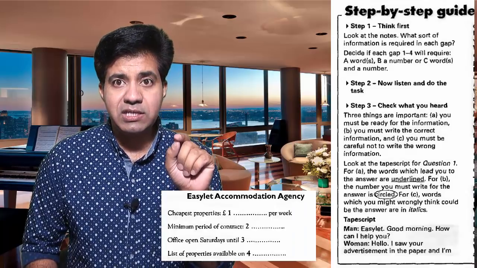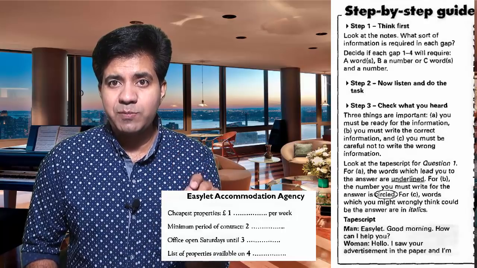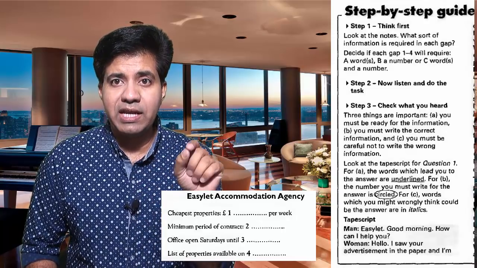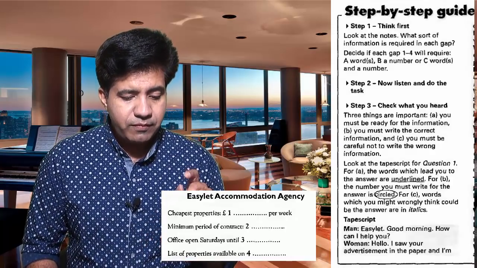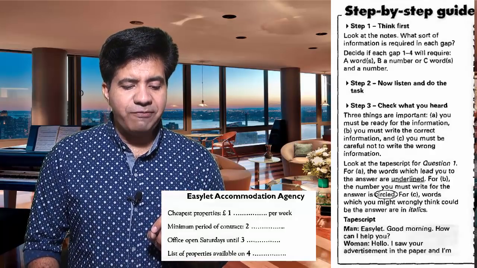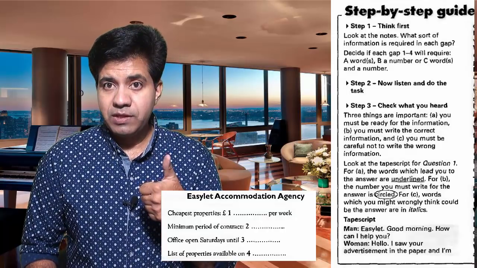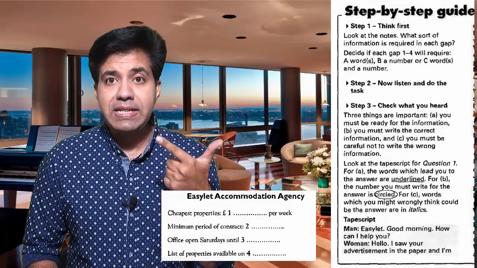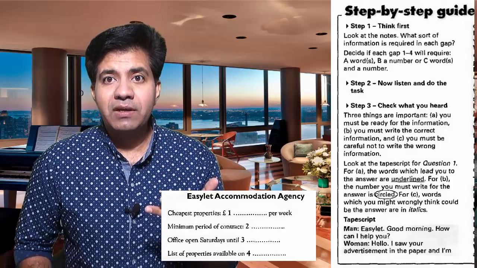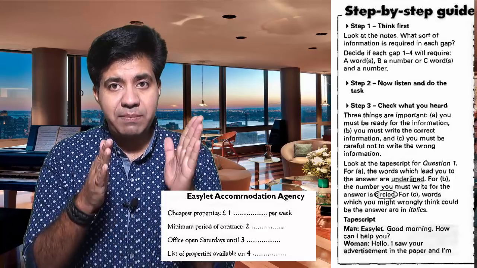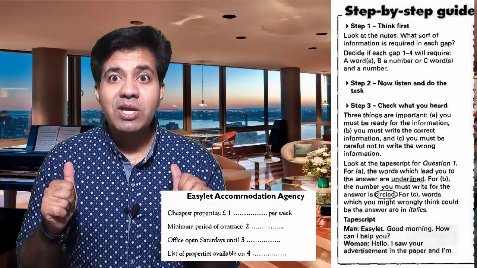For example, do I need the price? Do I need the amount? Do I need the mobile number? Do I need the passport number? Do I need the flight number? Do I need this or that and all that stuff? So that's what you need to see. Then you have to decide whether each gap, 1 to 4, will require a word or a number, or a word and a number. Right? It can be a word, it can be a number, it can be a word and a number. That's what you have to decide. That is step 1. Gotcha?